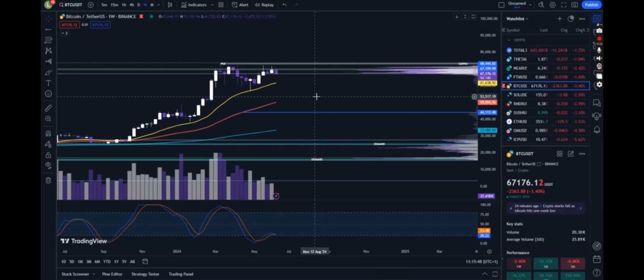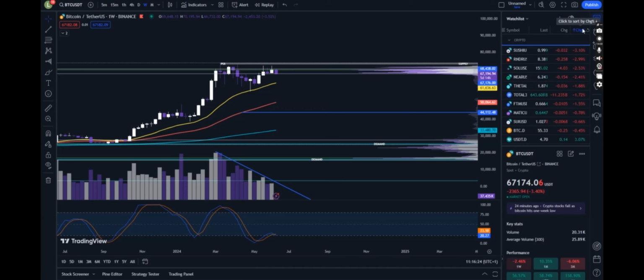The volume still is declining. Look at the weekly. Look at the volume. The volume is still dropping. So that's what you want to be looking at. Look at that, look at the drop. 2,000 drop, 3% drop. That's since yesterday, I think. It's getting annihilated. All the coins are getting absolutely annihilated.